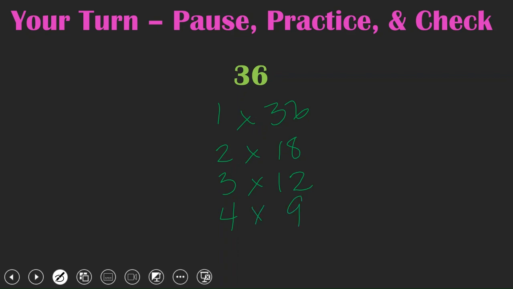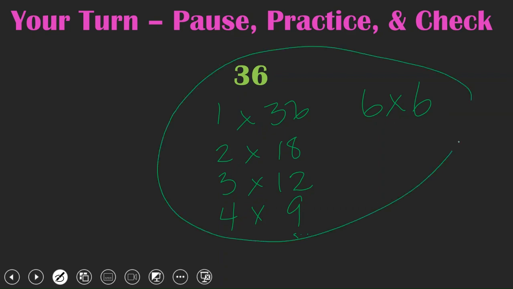I am running out of room. 5 does not go into 36, but 6 does. So 6 times 6, this is a perfect square, goes into 36. 7 does not. 8 does not go into 36. And then look, we're back to 9. So we've gathered all the factors of 36.